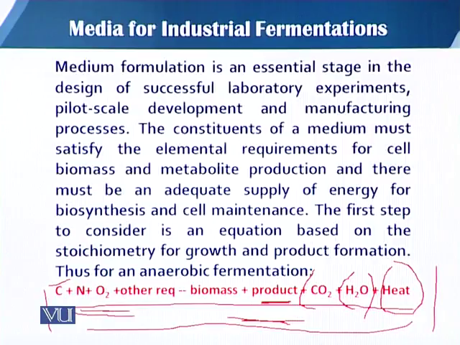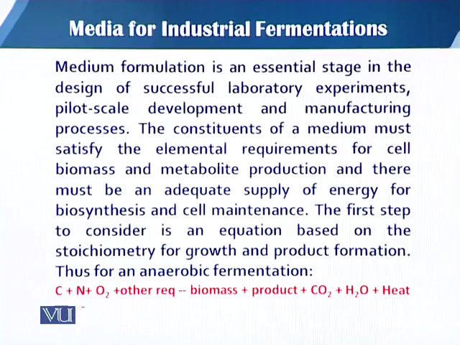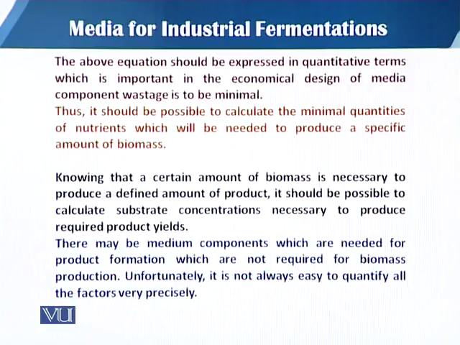So if we know the carbon concentration, nitrogen and other requirements, that basically helps to formulate any medium. When we express this equation in quantitative terms, that is important in the economical design of the medium, and then there will be minimal wastage of the medium. So it is possible to calculate the minimum quantities of the nutrients that are needed to produce the biomass. You know, in our previous module, when we talked about the kinetic parameters in batch fermentation, fed batch fermentation and continuous fermentation, at that stage we tried to calculate the KS, the substrate utilization constant.